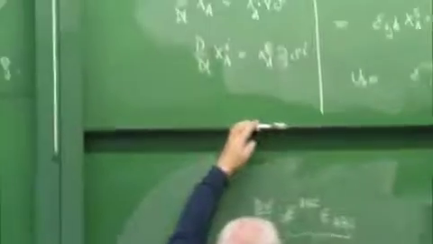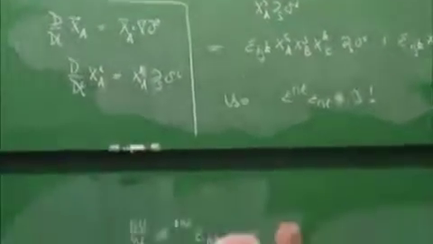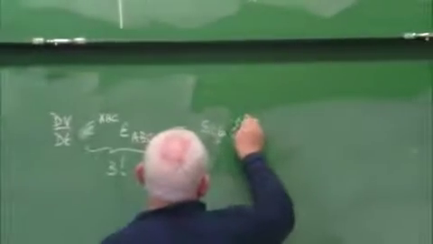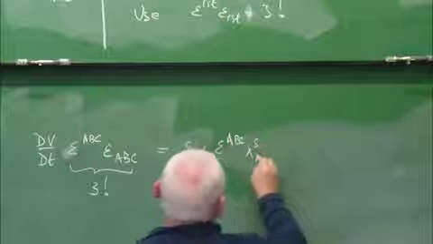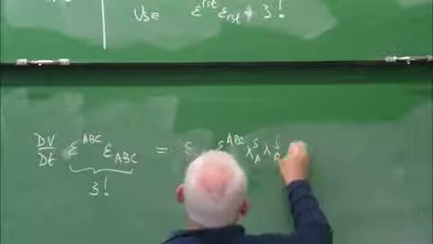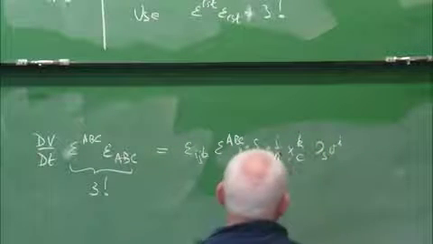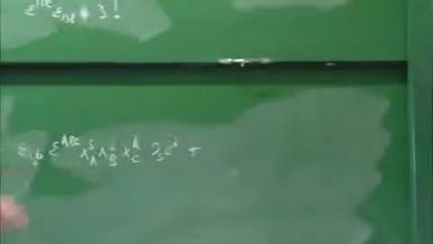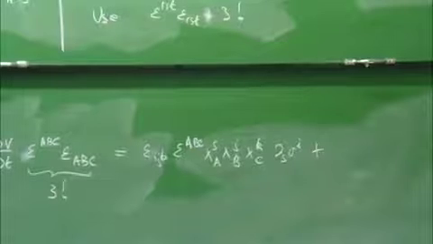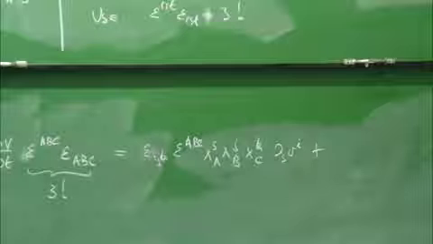I'm getting rid of the epsilon, in other words, on the left-hand side, and that gives me, on the right-hand side, epsilon ijk, epsilon ABC, x_A x_J B x_K C d_S v_i, plus. Can I leave you to write out the other terms? The same thing happens in each of the terms as happens in this one.